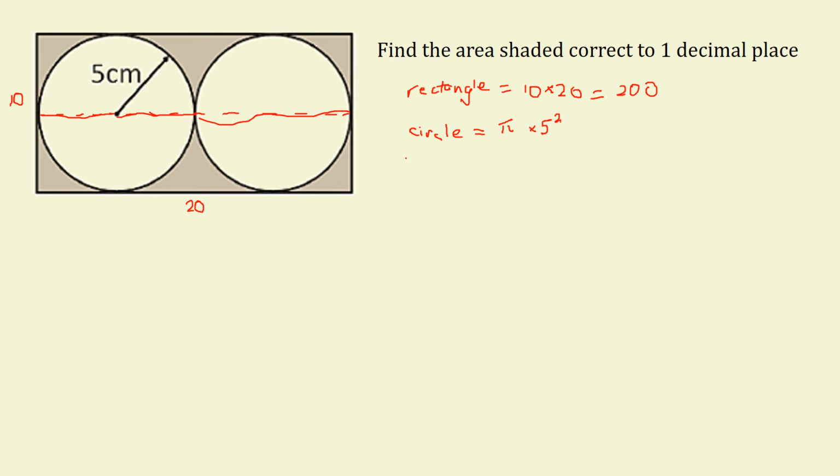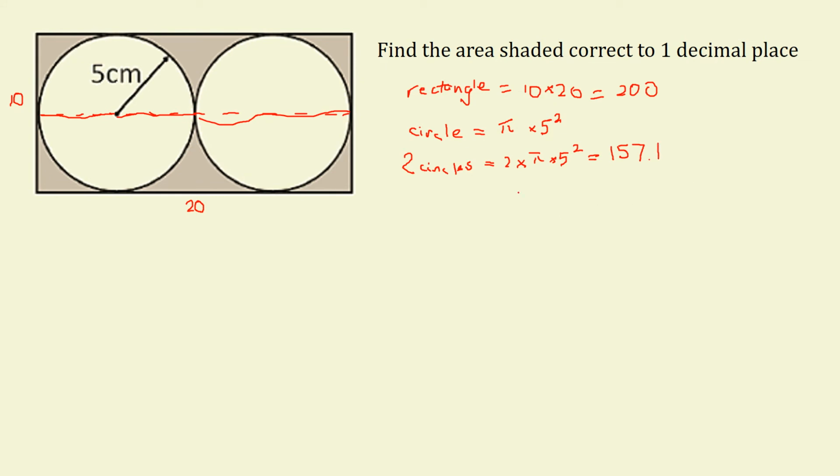Okay, but for two circles, I'm going to have to double that. Yeah, I'll get twice as much. So we'll do it all in one go: 2 times pi times r squared will give me what the two circles would be. So I can just reach for my calculator and type it in. So my two circles, 2 times pi times 5 squared, 157 and a bit. Okay, so if I do it to one decimal place, 157.1.